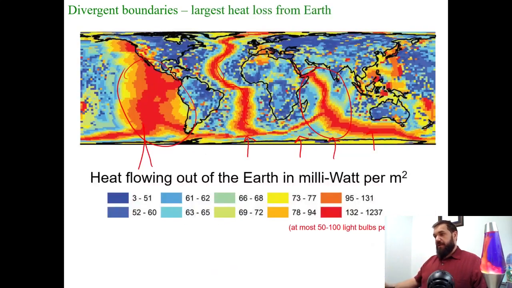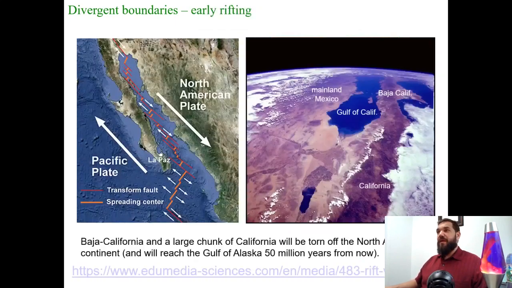So that's the amount of heat being released. And you can see that the heat being released is about, and this is milliwatts per meter squared, 132 to 1,237 milliwatts per meter squared. That's about 50 to 100 light bulbs burning on a football field. It's not like a tremendous amount of energy, but it's enough.